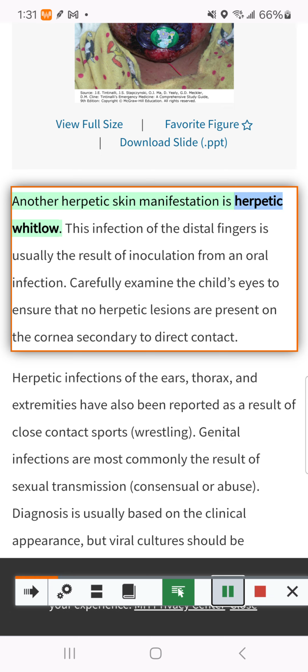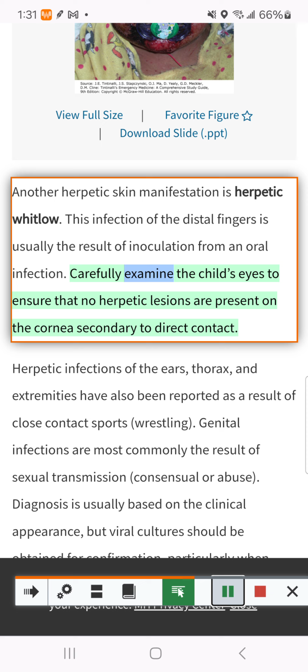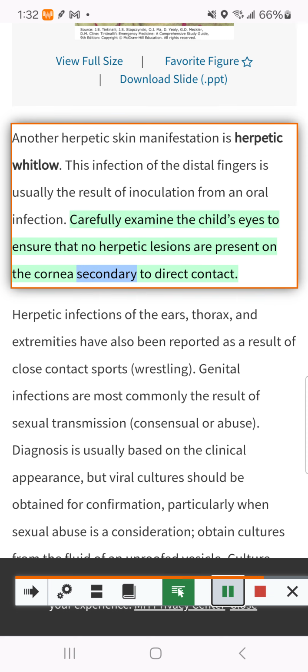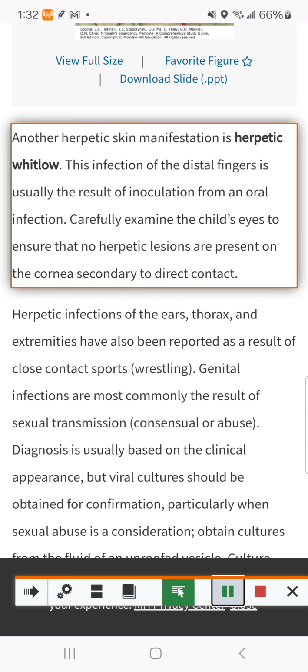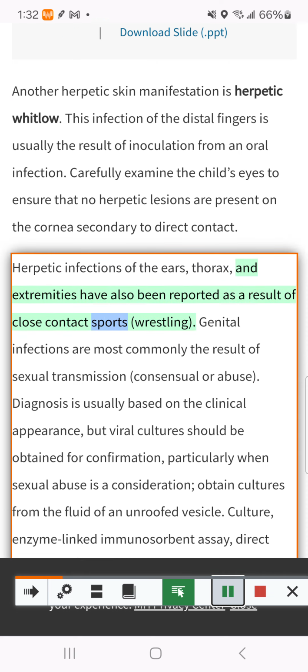Another herpetic skin manifestation is herpetic whitlow. This infection of the distal fingers is usually the result of inoculation from an oral infection. Carefully examine the child's eyes to ensure that no herpetic lesions are present on the cornea secondary to direct contact. Herpetic infections of the ears, thorax, and extremities have also been reported as a result of close contact sports, such as wrestling.